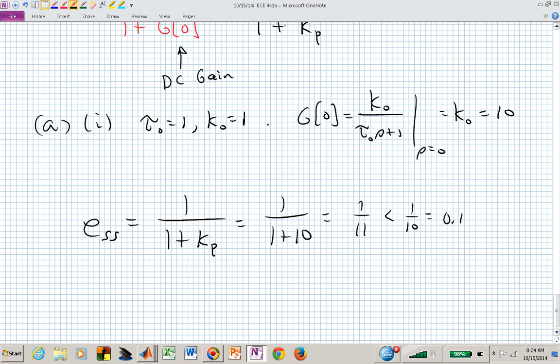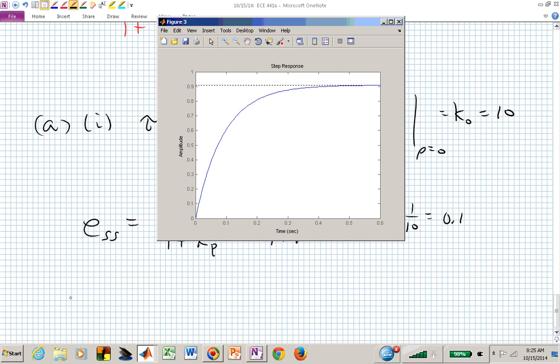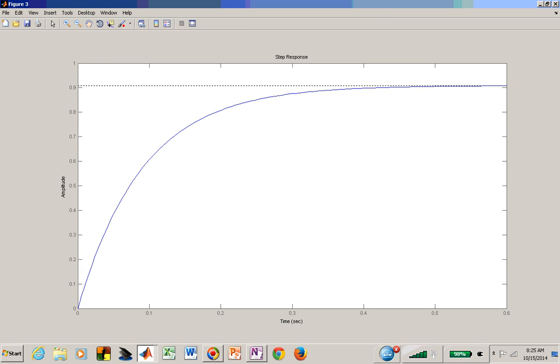Do you have an image of what that means? Is it clear what you would be seeing if we applied a unit step to this system, if the steady state error is less than 1/10? You're just waiting for me to show you, aren't you? So I did this a little bit before class, and here is the step response for that system from MATLAB.